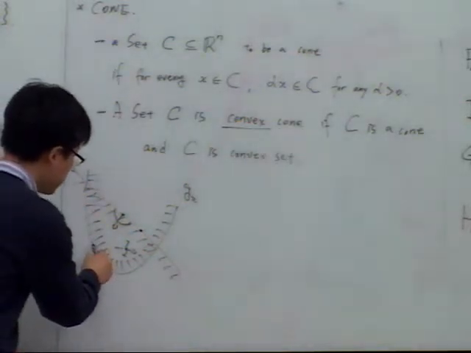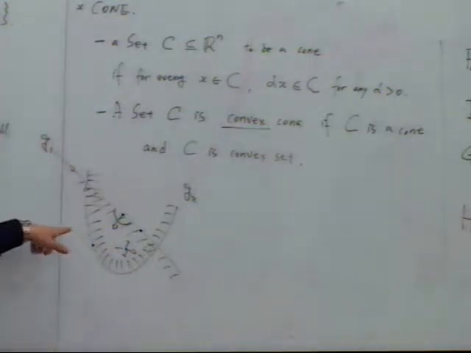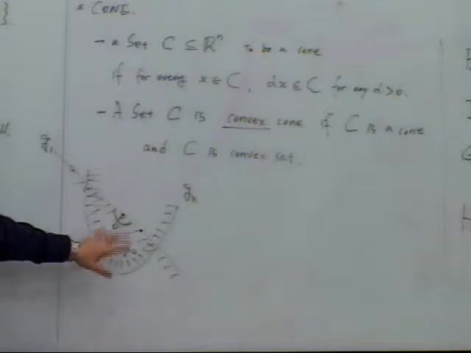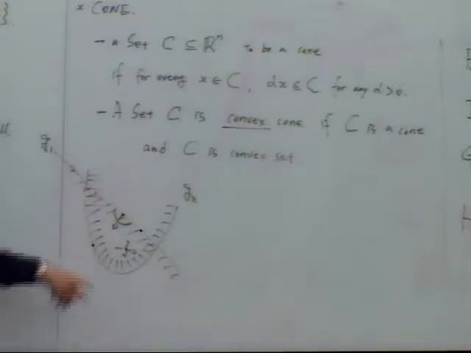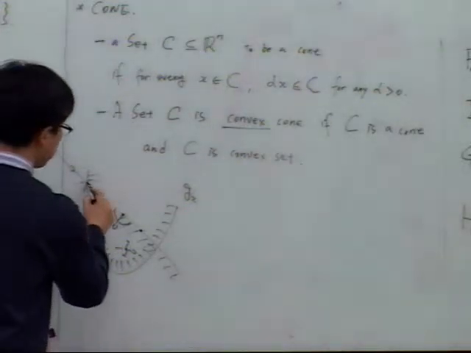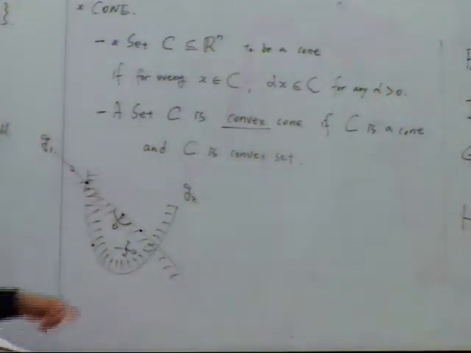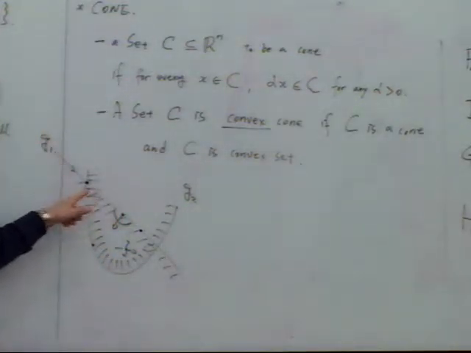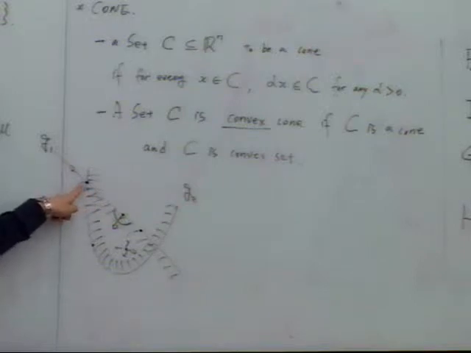If you are here, your binding constraint is G2. You don't have to consider G1 at this point. But if you are in the intersection of this G1 and G2 function here, your binding constraints are G1 and at the same time G2. You have to consider both constraint functions.